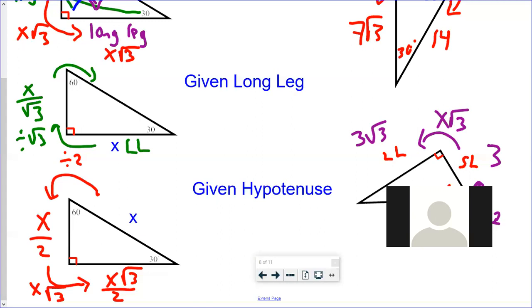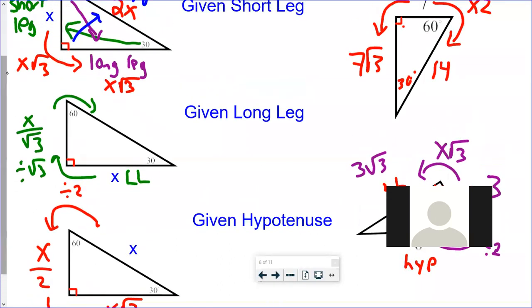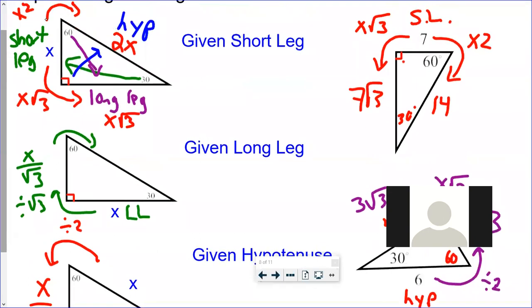Once we know what this short leg is, we already know how to get from the short leg to the hypotenuse. We just times it by 2. So I'm going to times it by 2 again. So this turns into 2x over the square root of 3. That's a 3.